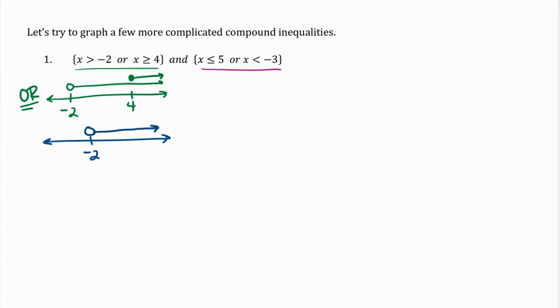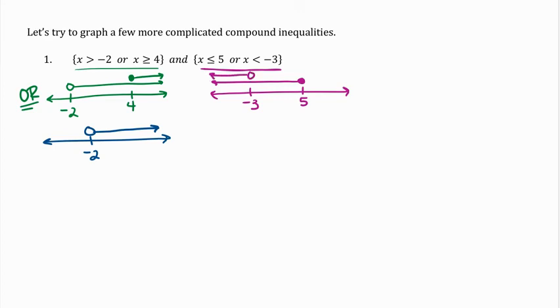Okay, then let's go over here to this piece. Now we've got x is less than or equal to 5 or x is less than -3. So we'll start here. -3 and 5. And this time we're going to go less than or equal to 5, so closed circle going that way, or less than -3. So open circle and again going that way.